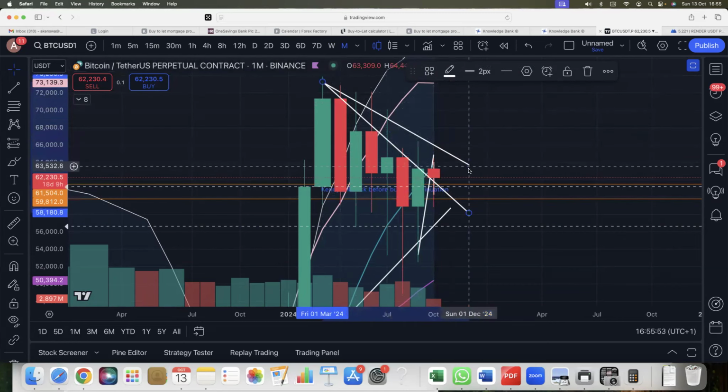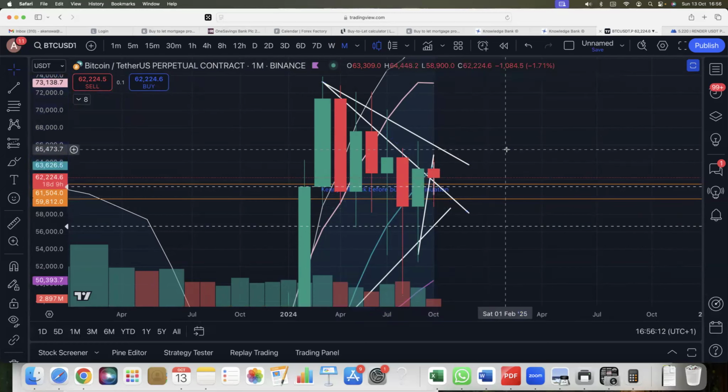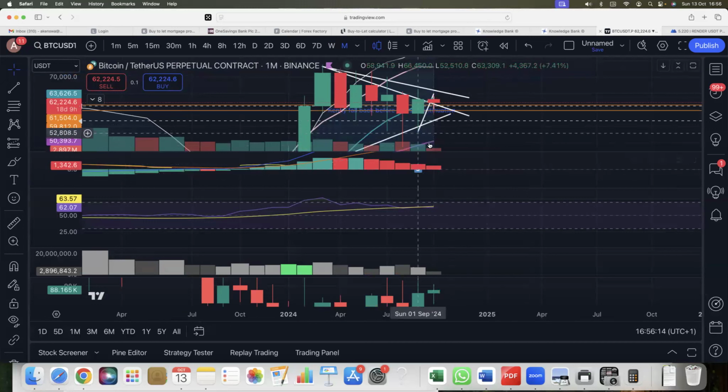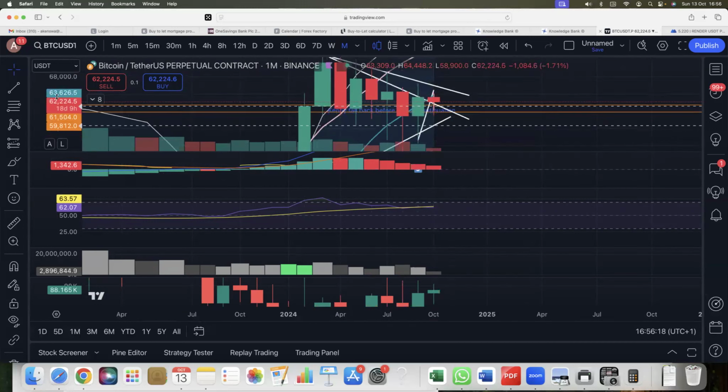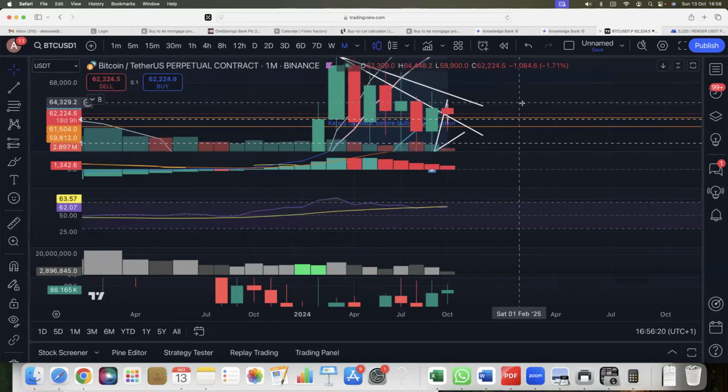On the weekly, we still have some way to go. As long as we close above this line on the monthly chart, then bullish action is very good, so bullish action can continue quite easily. The monthly chart is looking good. If I get out the volume of monthlies, the monthly is not finished, so it's very difficult to make any conclusions from it.